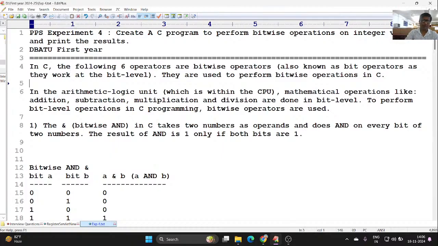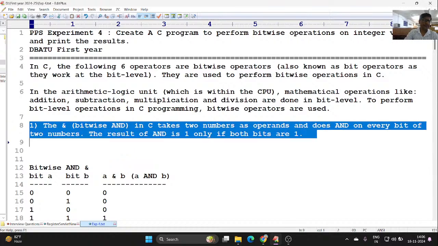So let's see one by one. First operator is bitwise AND. What bitwise AND does in C is it takes two numbers as operands and does AND operations on every bit of both numbers. The result of AND is one only if both the bits are one.